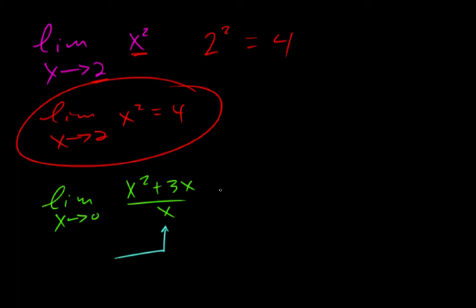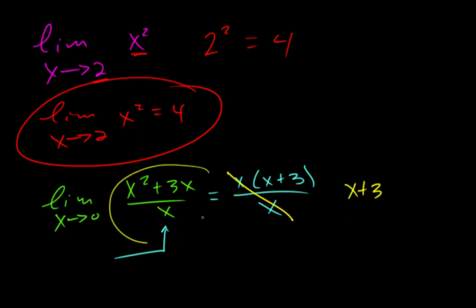So what we have to do is write an alternative form of this. What we're going to do is factor out an x on top, cancel those x's, and so we have x plus 3. Now the limit as x approaches 0 of x plus 3 is the same as the limit of the original. So now we plug in a 0, we get 0 plus 3, and so the limit for that one is 3.